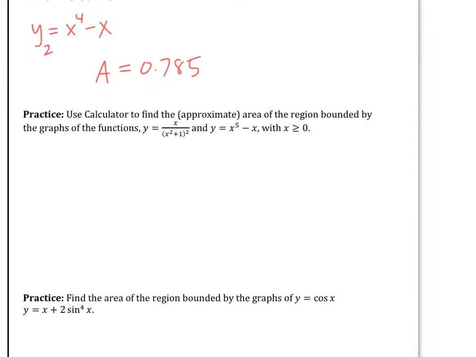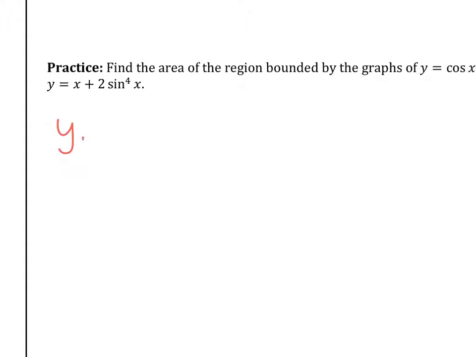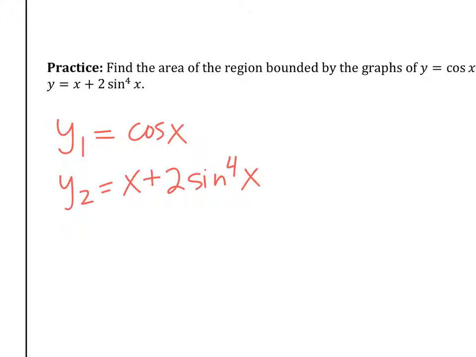Should we do this one? Let me double check if there's a, oh, this one's much better. I like this one. Okay, let me write it out for people in the back. y1 is equal to cosine x. y2 is x plus 2 sine to the fourth x. You have to figure out how to type in sine to the fourth on your calculator, okay? So I showed you that before, but if you forget, let me know. They do switch somewhere in the middle. So you have to figure out where that is with your calculator, and then you have to write two integrals and integrate.